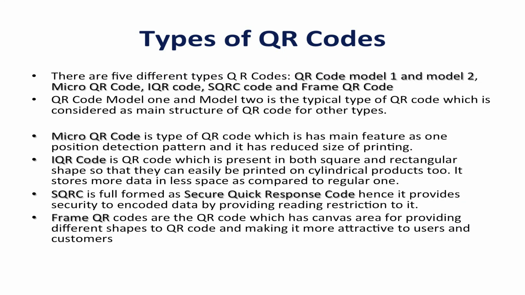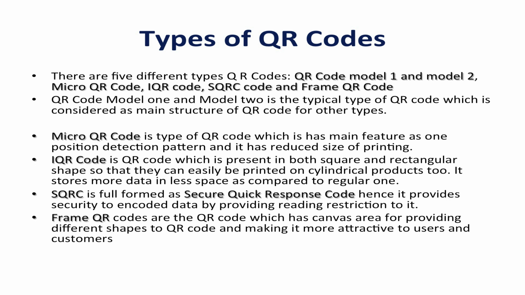The QR code model 1 and QR code model 2 are typical types of QR codes, considered the main structure of QR codes for other types. Micro QR code is a type of QR code which has one position detection pattern as its main feature, and it has a reduced printing size.